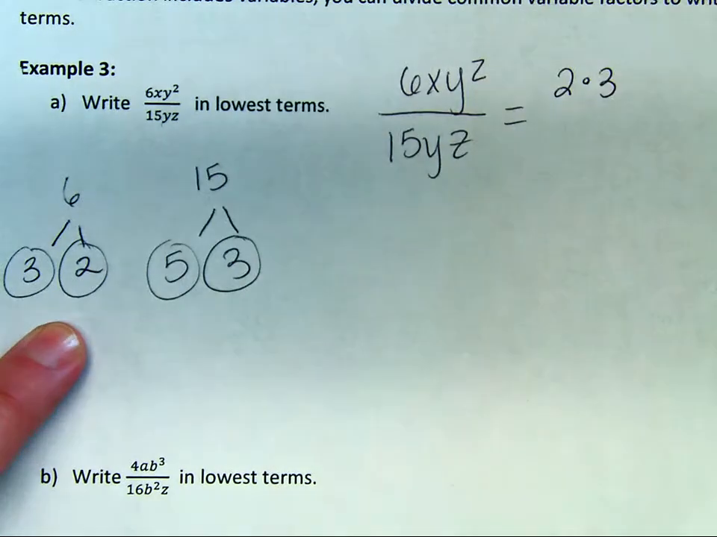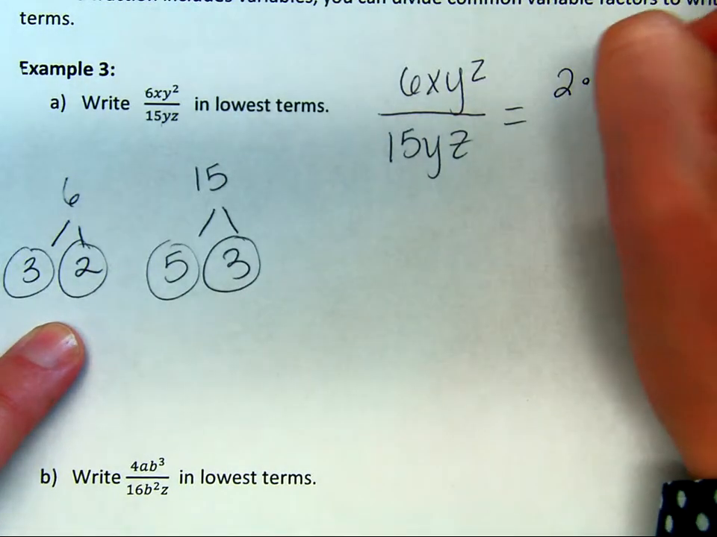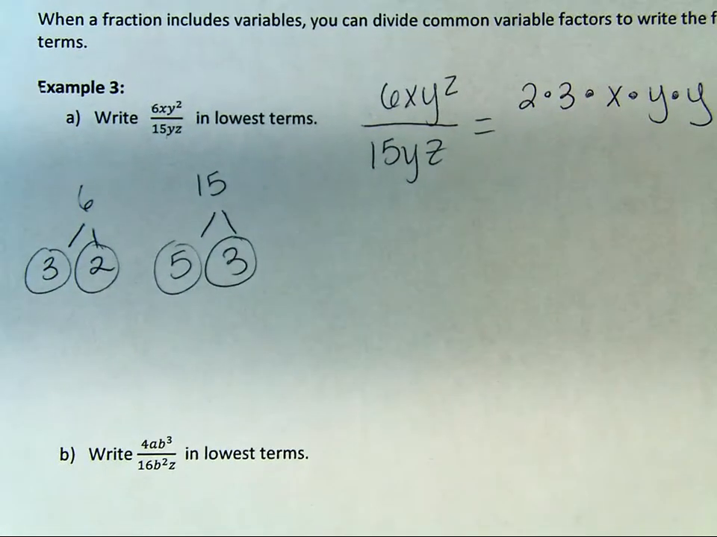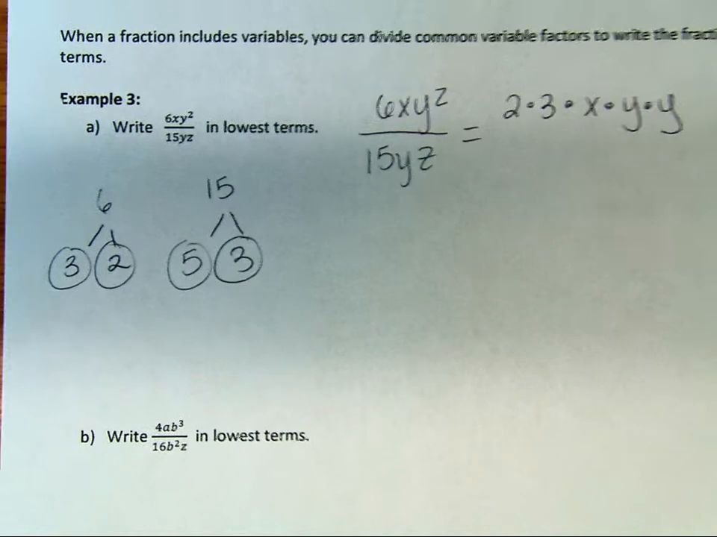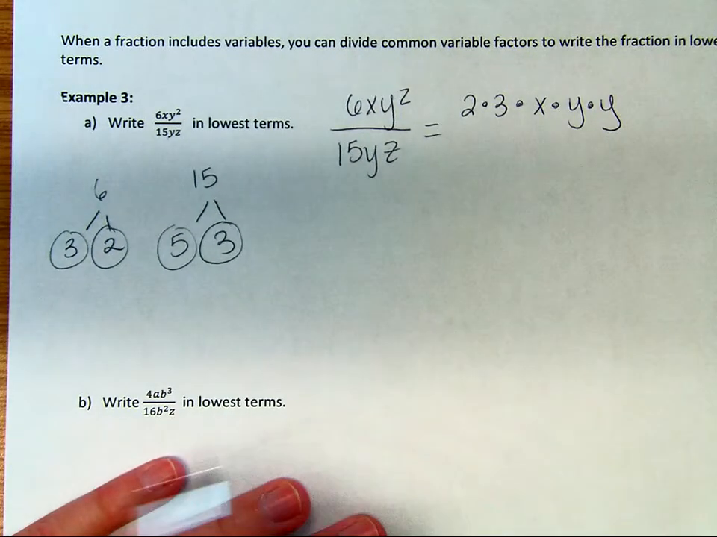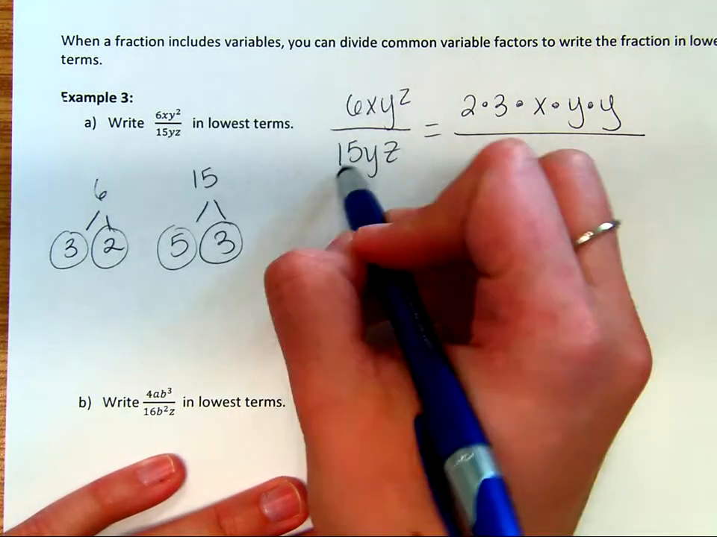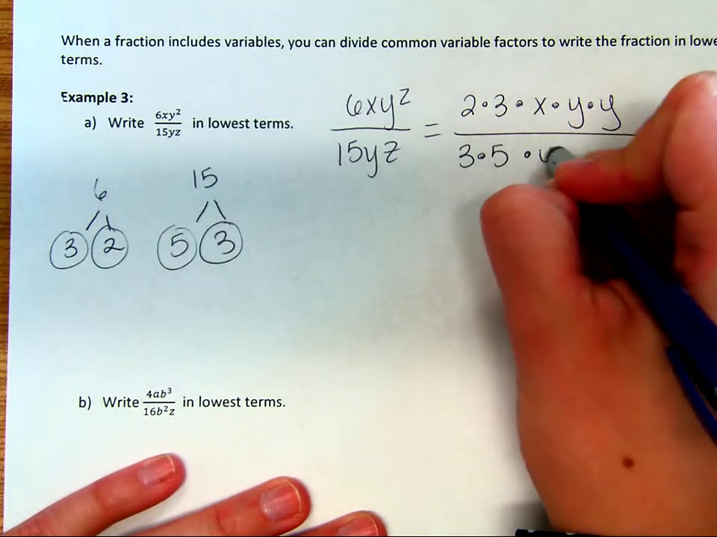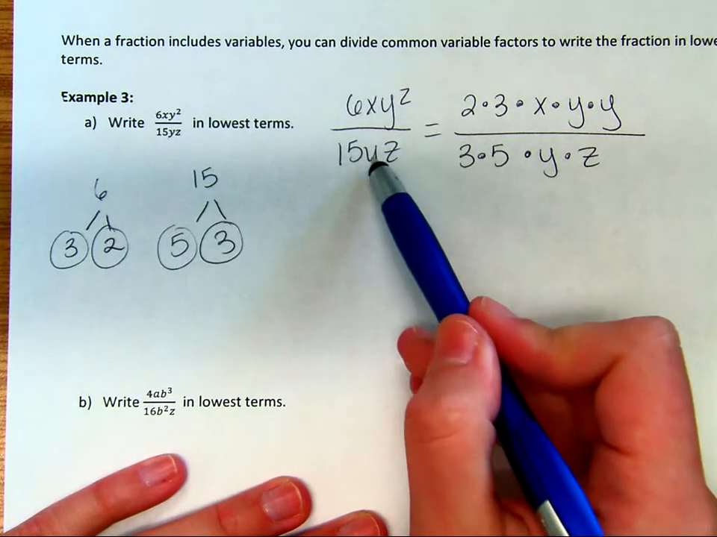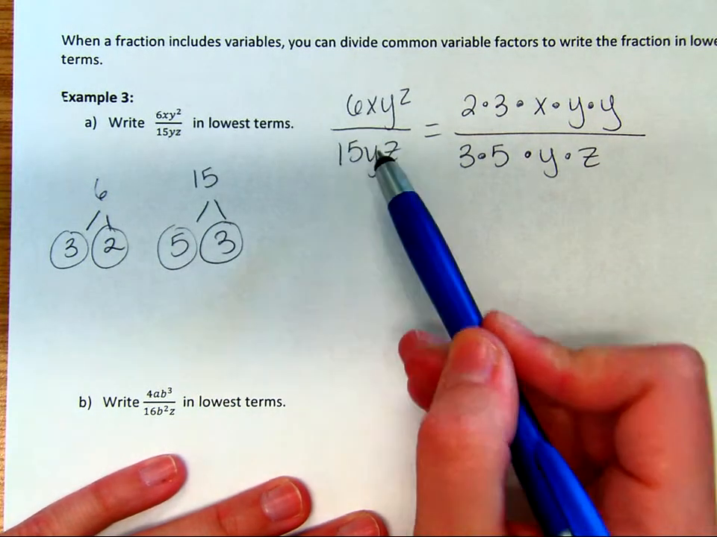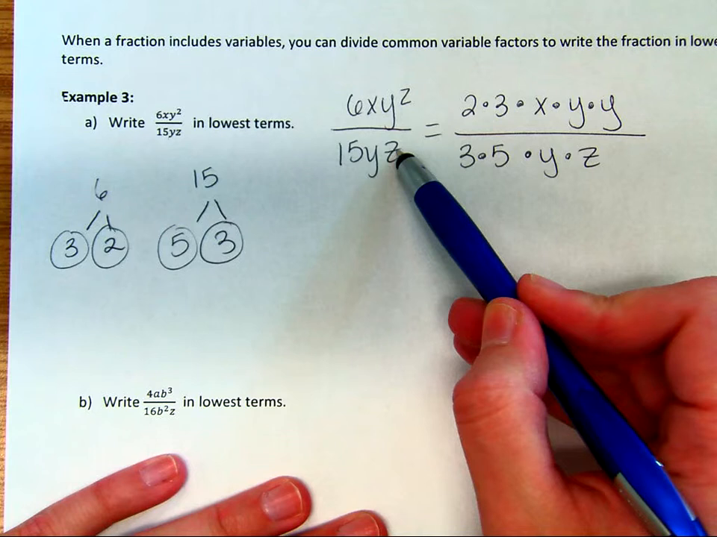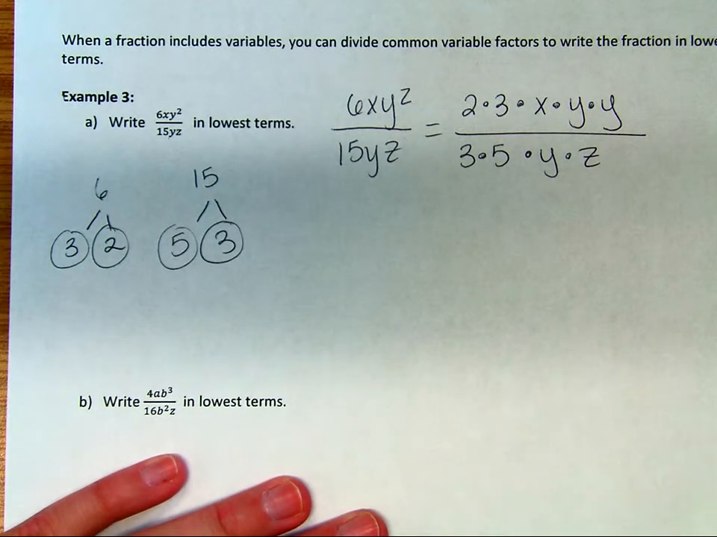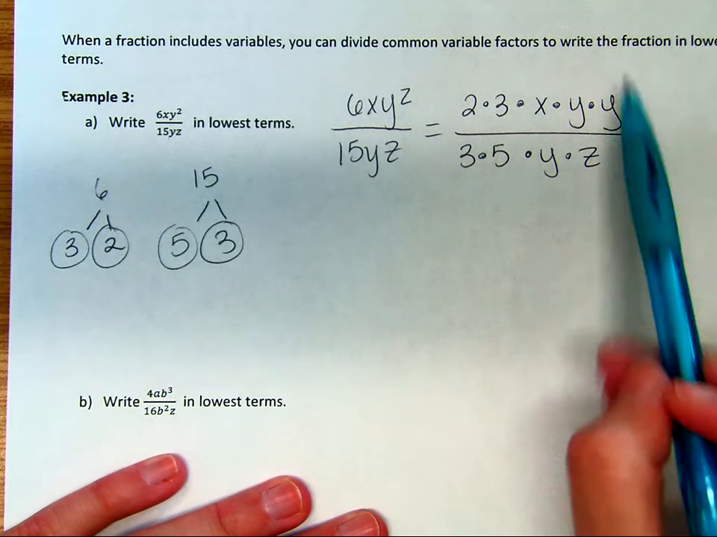And then xy squared can actually be written as x times y times y, because y times y is the same as y squared. Okay, so I just expanded the variable part. Now, 15 I'm going to rewrite as 3 times 5, and then yz is just y times z. If this had been y to the third power, I would write y times y times y. If this had been z to, let's say, the fourth power, I would put z times z times z times z.